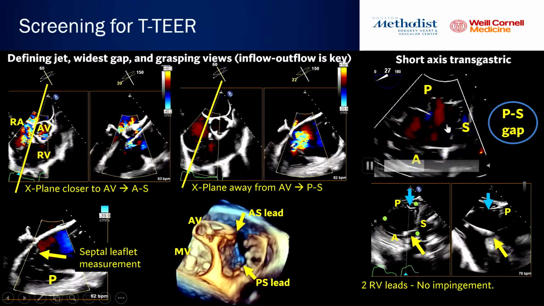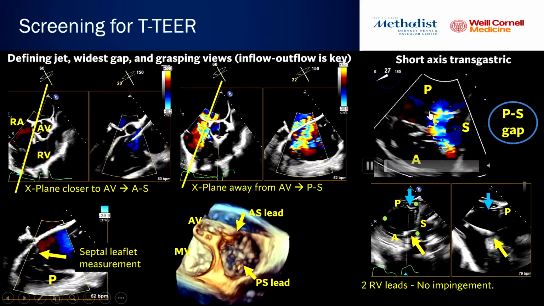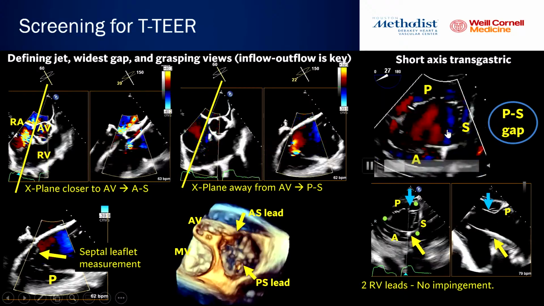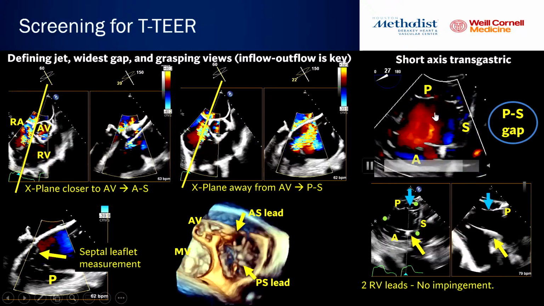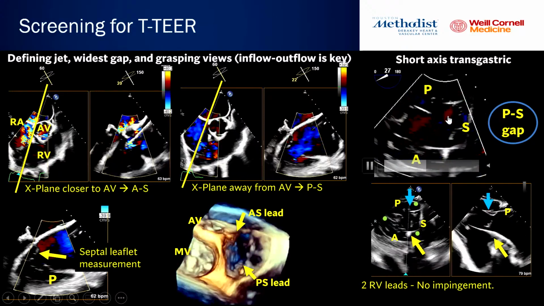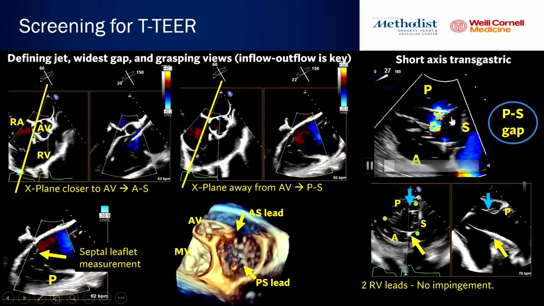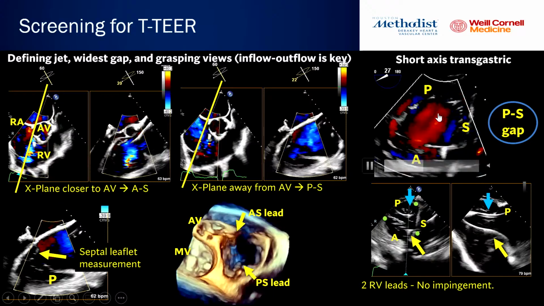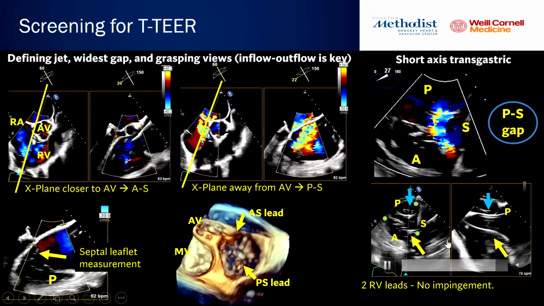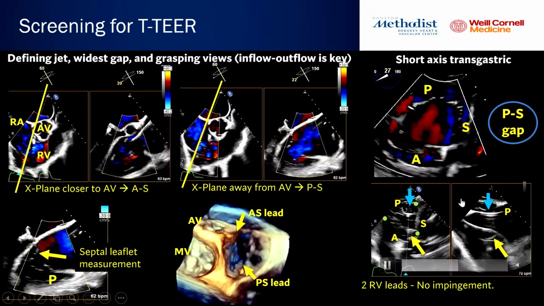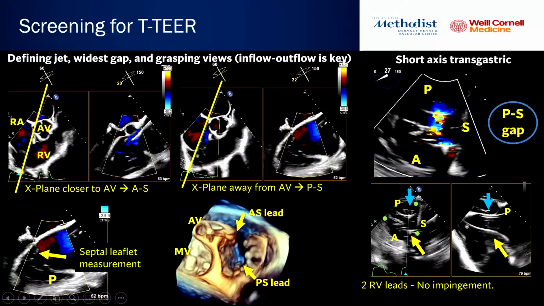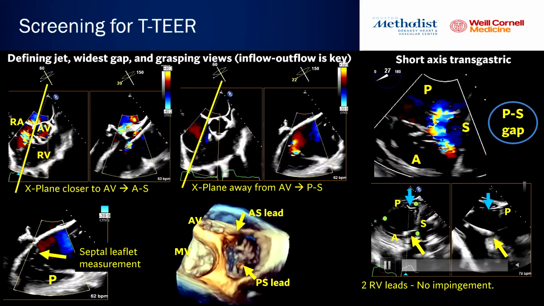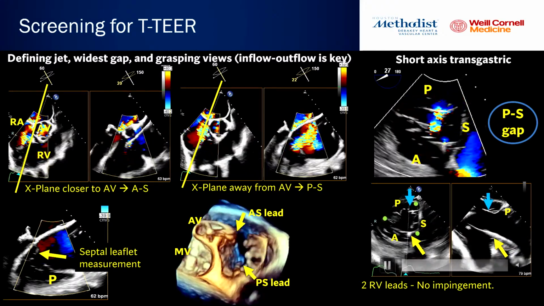Here is our transgastric short axis, a super important view when we're thinking about tricuspid clips. And here you can see that the largest coaptation zone is going to be your posterior septal. But it's pretty much a central jet, but the biggest gap is going to be here. Okay, so on the bottom right, we're almost done with this slide. It's important also to look at your transgastric view for lead impingement assessment.